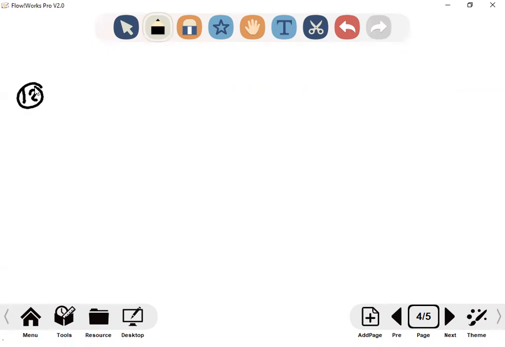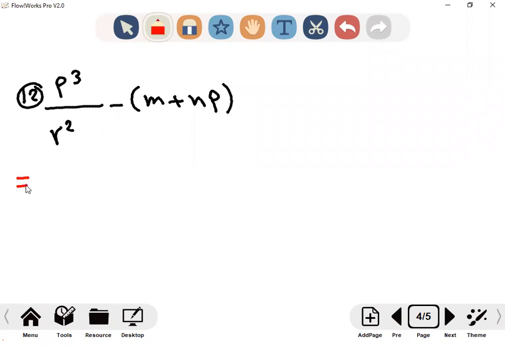Question 12, we have p to the power of 3 over r to the power of 2 minus n plus n multiply p. Right? Okay, this is equal. With me, Rayan? Okay, p to the power of 3, p is negative 8, means negative 8 to the power of 3 over r power 2, which is 4 to the power of 2, right?